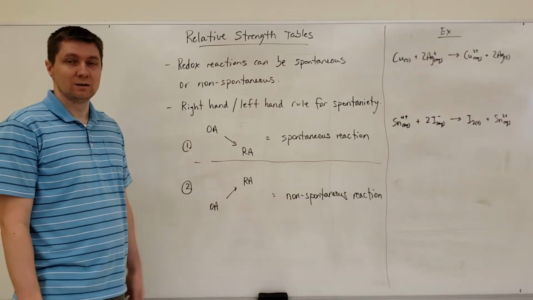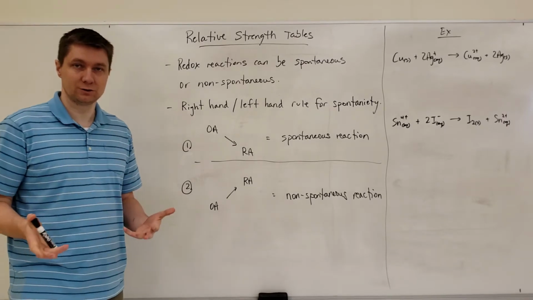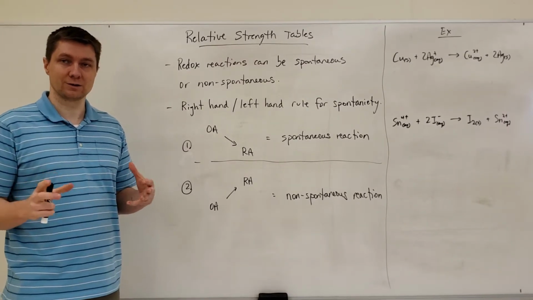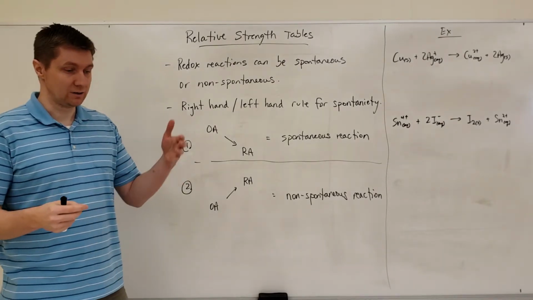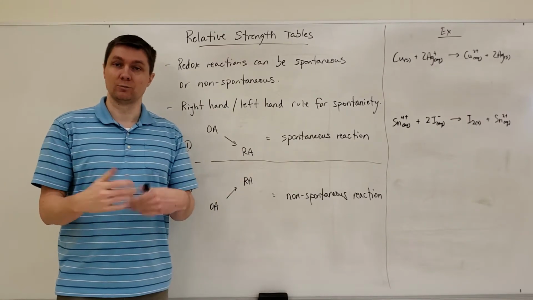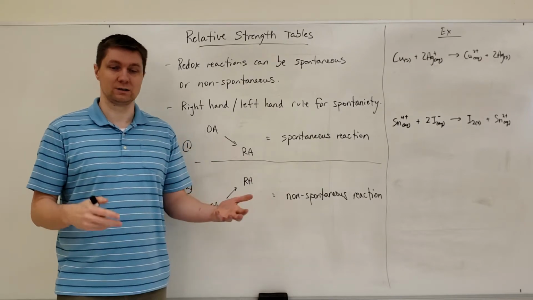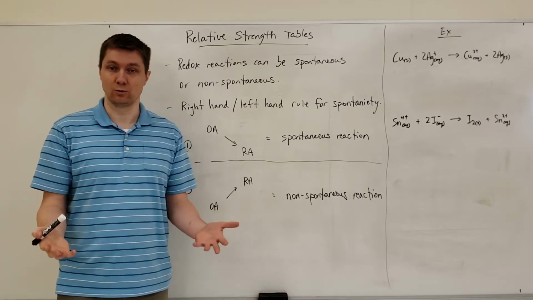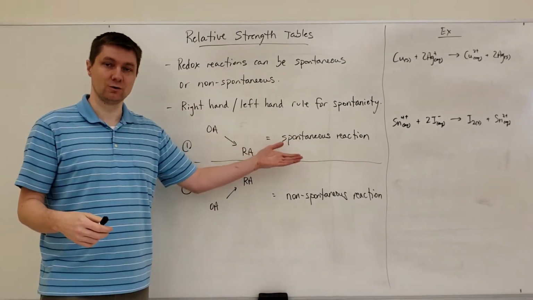So the next concept is relative strength tables. And in order to do relative strength tables, we need to have an understanding of the fact that redox reactions can be either spontaneous or non-spontaneous. In other words, if I take an oxidizing agent and a reducing agent and I mix them together, will I observe a reaction that happens on its own? Or do I see no reaction? Spontaneous means that the reaction occurs on its own, by itself.